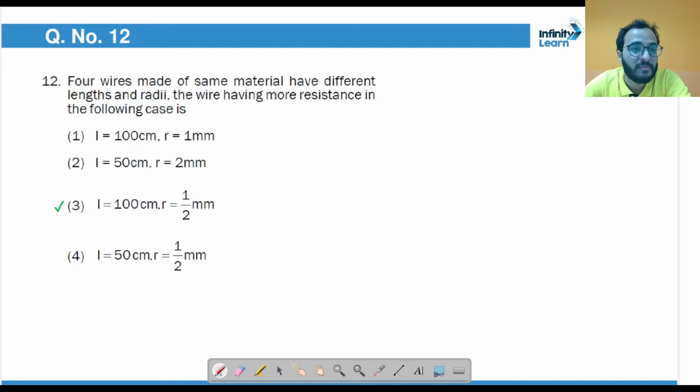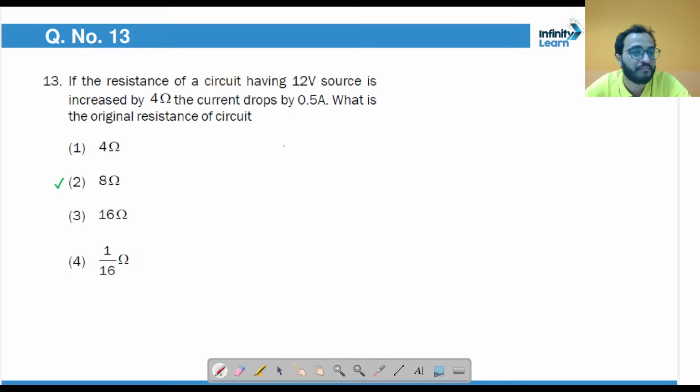Now 4 wires made of same material have different lengths and radii. The wire with more resistance in the following cases. See, what is resistance? Resistance is rho L by A. Okay. So you just have to check for which of the following L by A ratio is maximum. Right? That's all you have to do and find the answer.